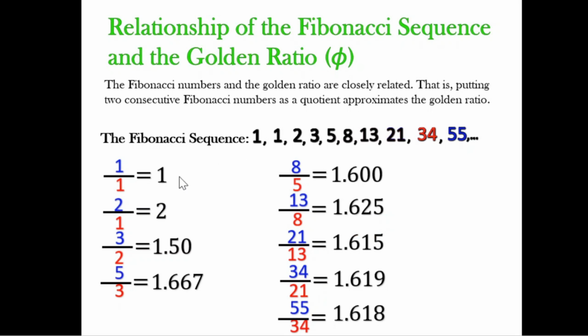Alright, so let's observe what is really happening here. As we go on dividing a Fibonacci number by its preceding term, the quotient actually approaches the golden ratio. Remember, the value of the golden ratio that we computed a while back is 1.618. So that is the relationship of the Fibonacci sequence and the golden ratio.